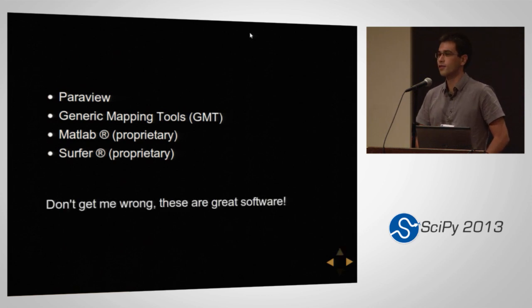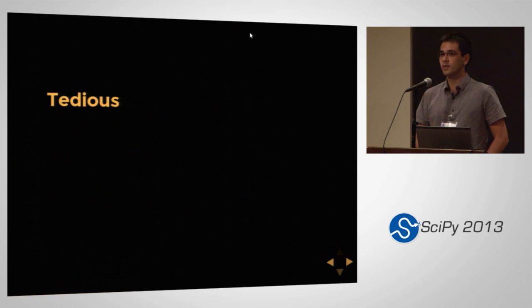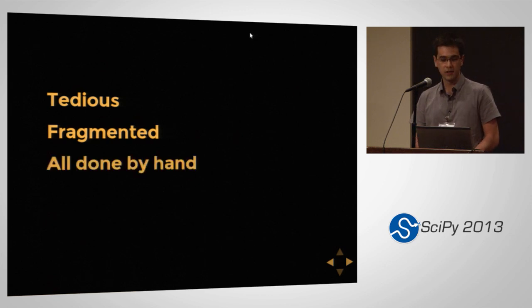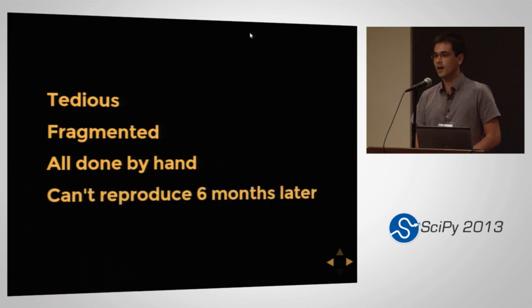But don't get me wrong, I have nothing against the software. They're great software, particularly the Generic Mapping Tools is amazing. If you do any kind of map plotting and you haven't seen it, check it out. But the problem is that this whole workflow is a bit tedious, and it's fragmented, so you have to use many different tools to accomplish what you need. It's usually done by hand. When I was plotting in Surfer, I'd have to go through several different menus just to get a contour plot. And then six months later, when I haven't seen this for a while, you can't really reproduce it because you don't know the steps anymore.